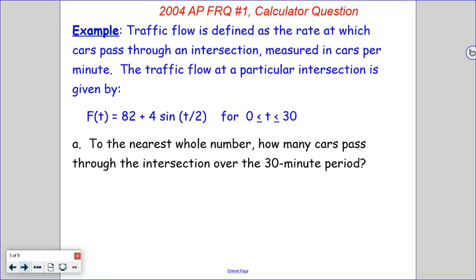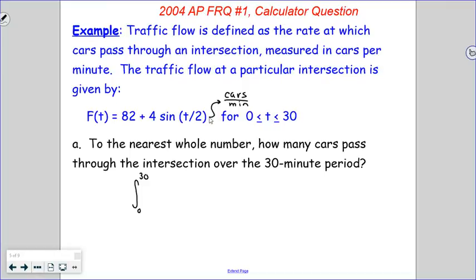So the first question: to the nearest whole number, how many cars pass through the intersection over the 30-minute period? A lot of times I would continue to remind yourself of what our units are. The function that they gave us, f of t, is in cars per minute, as it said up in the problem, right? They said that it's defined as that function in cars per minute. So if I want to know cars, we would take the integral of that. We would need its antiderivative, right? So that's exactly what I would set up here. We're looking at the integral from 0 to 30 over that 30-minute period of our function.